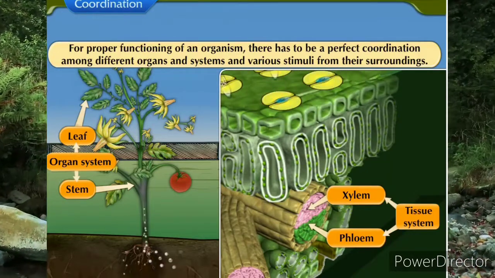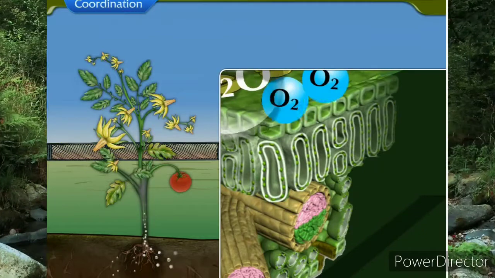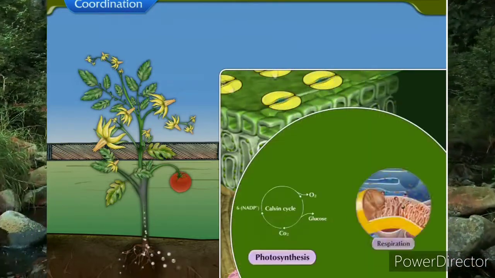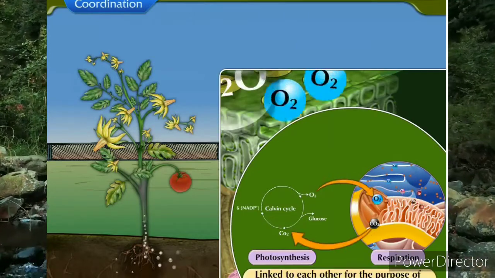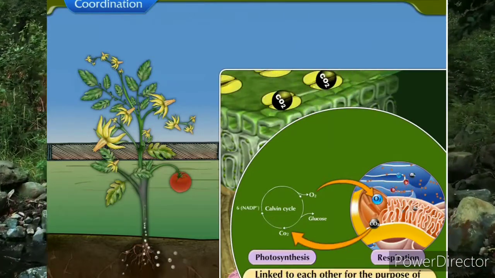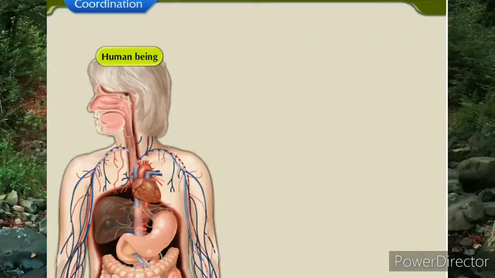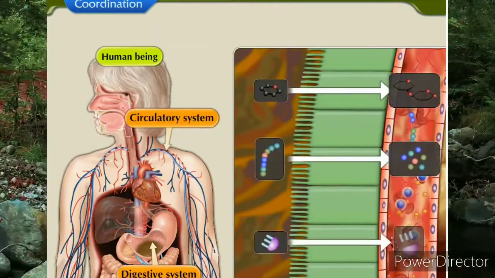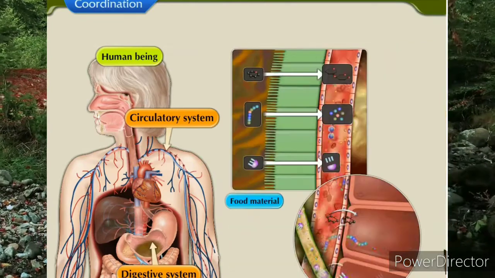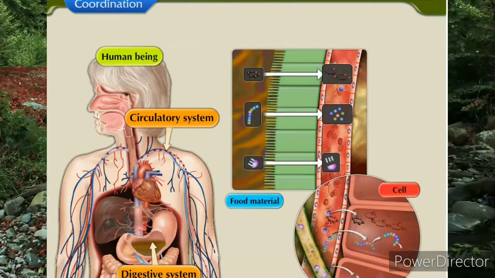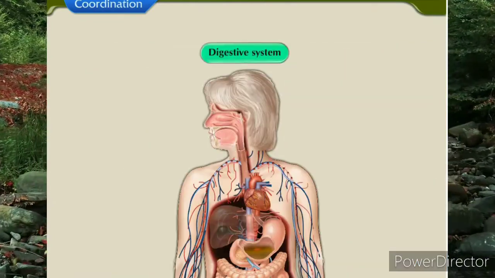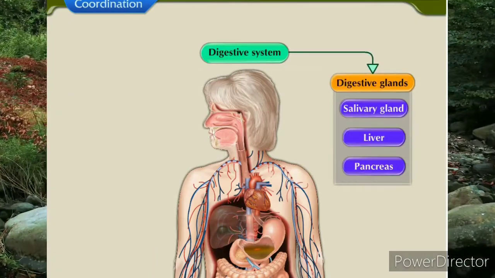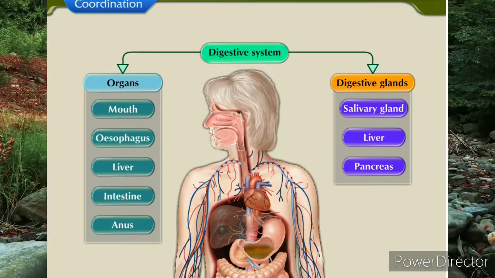For example, in higher plants, the process of photosynthesis and respiration are linked to each other for the purpose of exchange of gases. In human beings, digestive system is linked to circulatory system for the supply of absorbed food materials to the cells. In digestive system itself, coordination occurs between different digestive glands and organs.